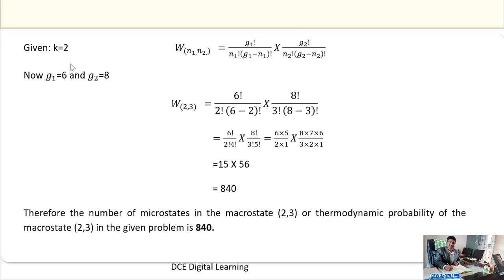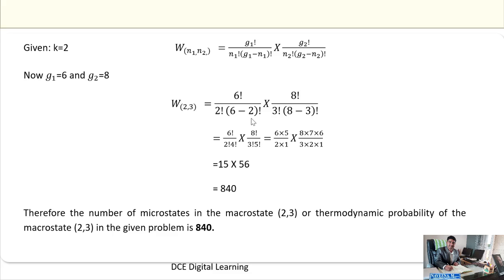Here for k equals 2, the formula can be written as W(N1, N2) equals G1 factorial divided by N1 factorial into (G1 minus N1) factorial, into G2 factorial divided by N2 factorial into (G2 minus N2) factorial. Now let me substitute G1 equals 6 and G2 equals 8. We can see W(2, 3) equals 6 factorial divided by 2 factorial into (6 minus 2) factorial, into 8 factorial divided by 3 factorial into (8 minus 3) factorial.